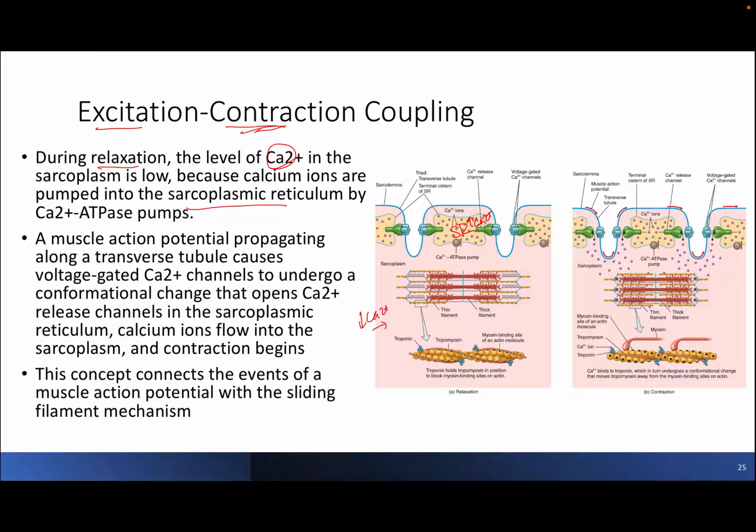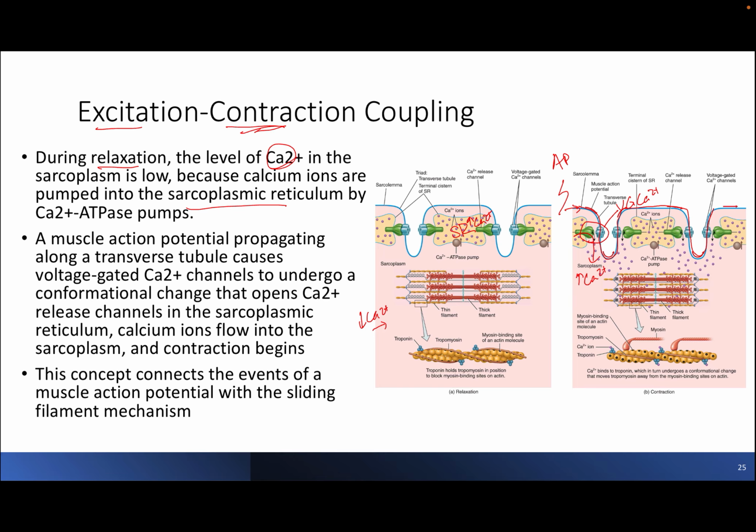Now, when our little muscle action potential, lightning bolt, propagates and spreads along our transverse tubules, it's going to spread through that whole thing. This is going to cause the opening of our voltage-gated calcium channels, and this is going to allow calcium to spill out into the sarcoplasm. So we now have an increase in intracellular calcium within that sarcoplasm.